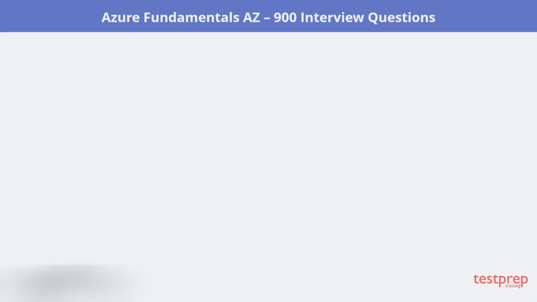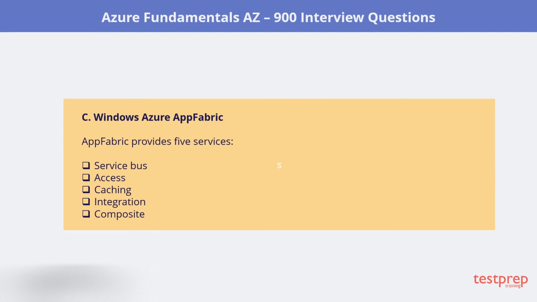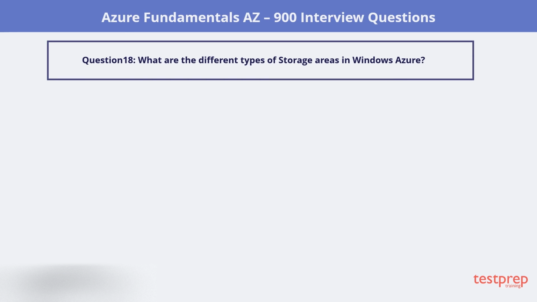Third, Windows Azure App Fabric. App Fabric provides 5 services. Number 1. Service Bus. Number 2. Access. Number 3. Caching. Number 4. Integration. Number 5. Composite.